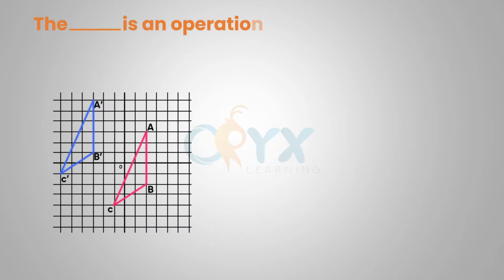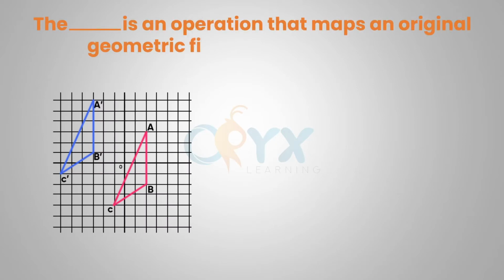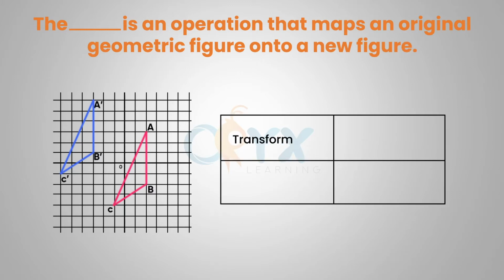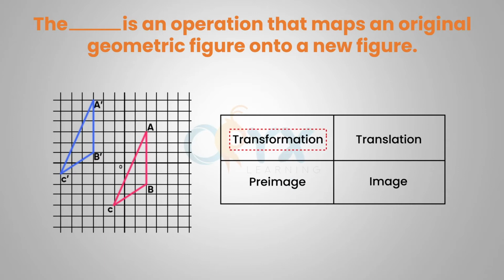The blank is an operation that maps an original geometric figure onto a new figure. That is our definition of a transformation. The transformation is an operation that maps an original geometric figure onto a new figure.